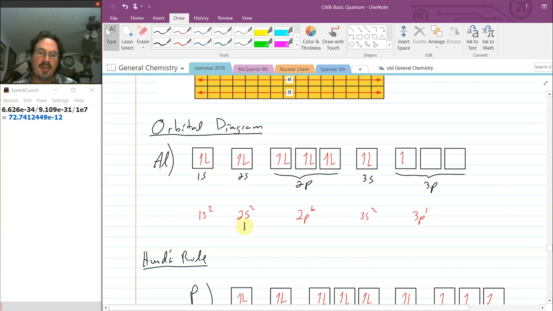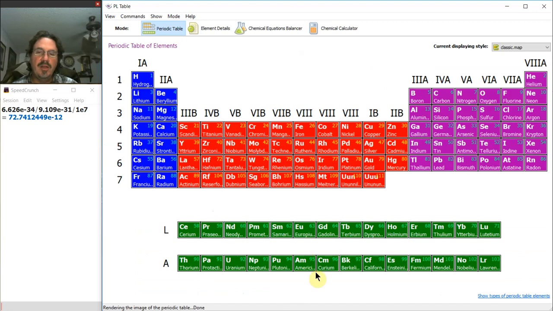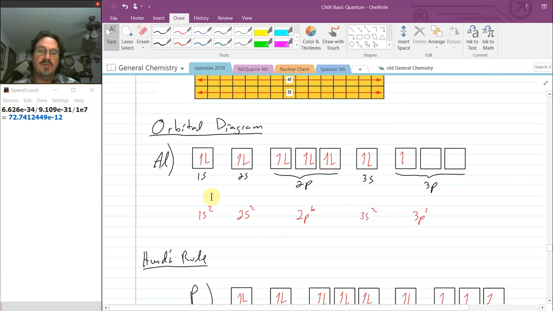This is an orbital diagram. And here's the example for aluminum. So again, here's aluminum, number 13. So I'll have to have 13 electrons that I fill in. I walk my way through it. 1s2, 2s2, 2p6, 3s2, 3p1. Oh, I'm done. So I'm going to end with that 3p1 configuration.